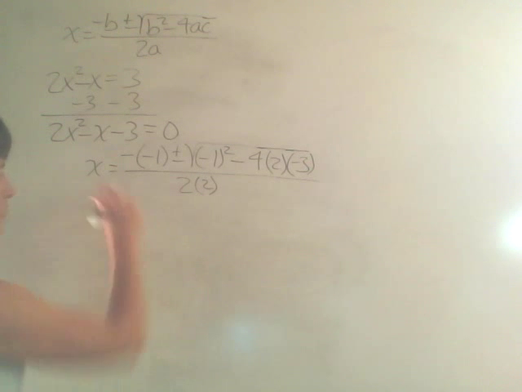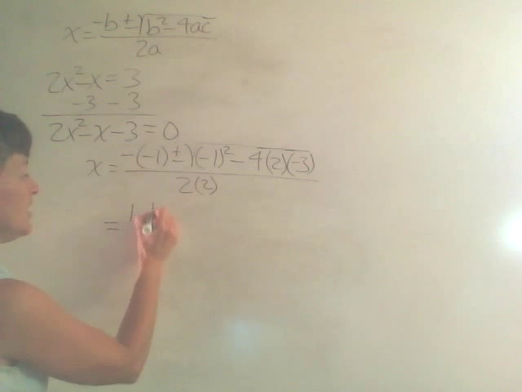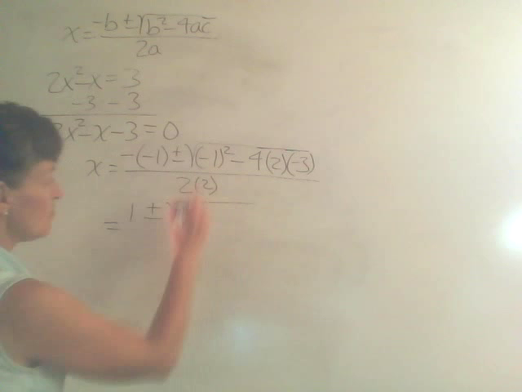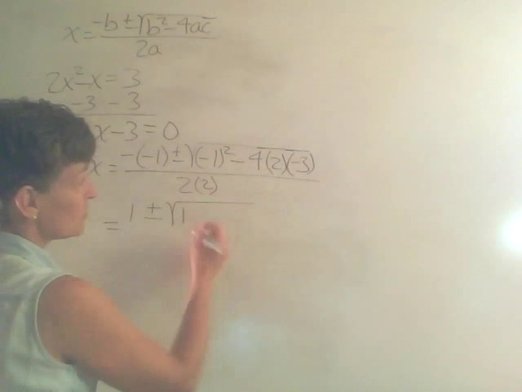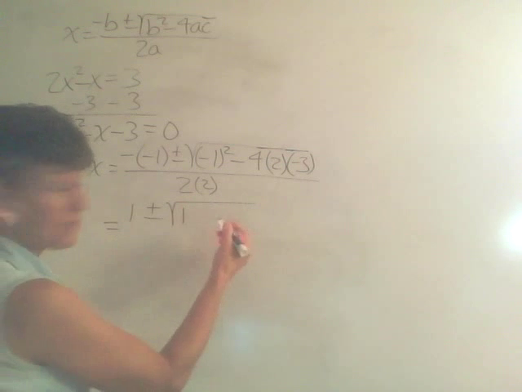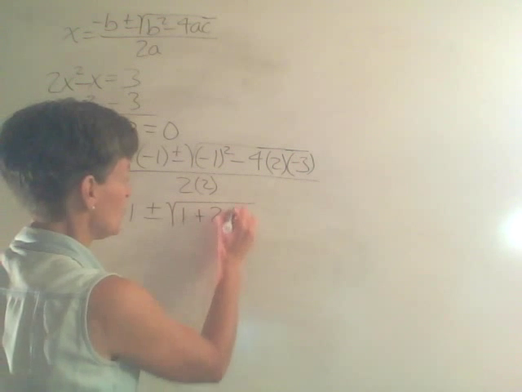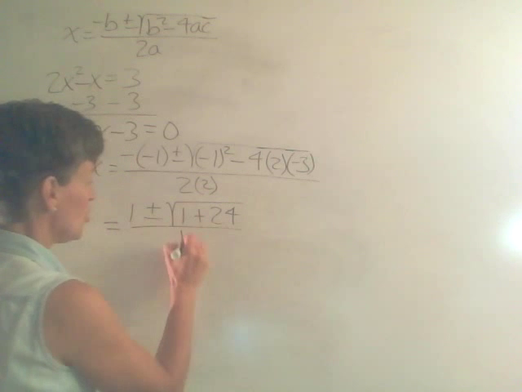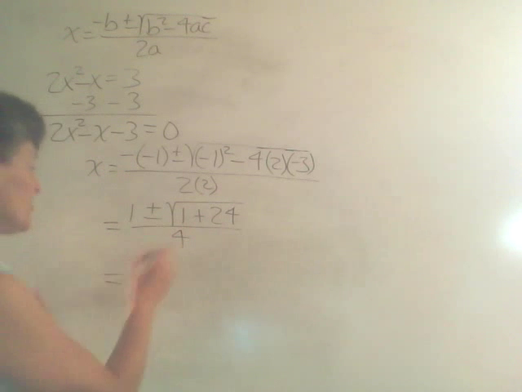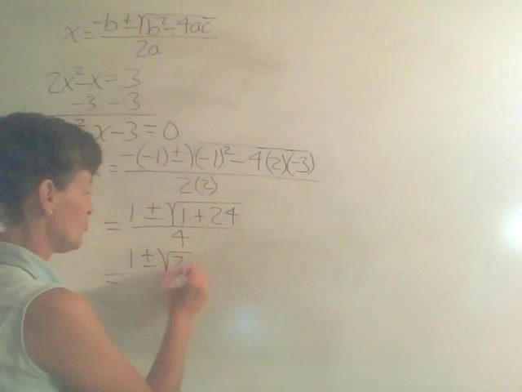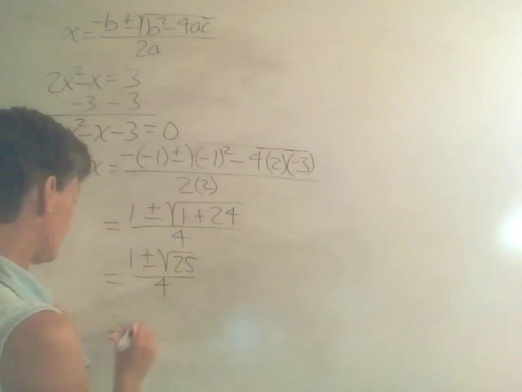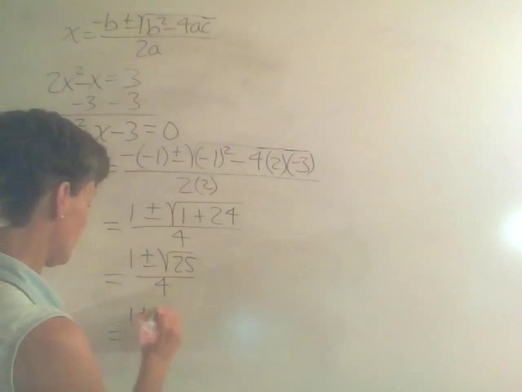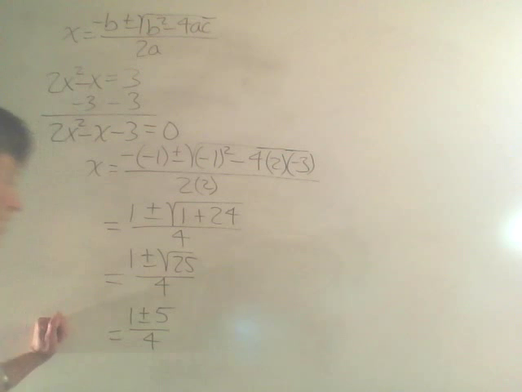All right, so we're going to go ahead and do the math to simplify this. So negative 1 is really positive 1, and then plus or minus the square root of 1, and then this is minus negative 24. Well, minus a negative is really a positive, so it's plus 24, and it's all over 4. Well, this is 1 plus or minus the square root of 25 over 4. Well, I can take the square root of 25. And the square root of 25 is 5, so I've got 1 plus or minus 5 over 4.